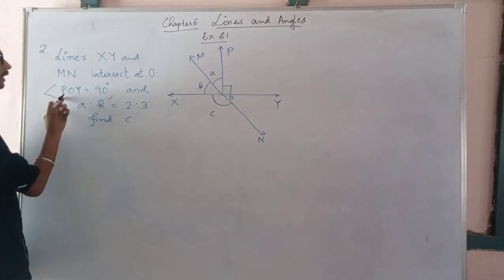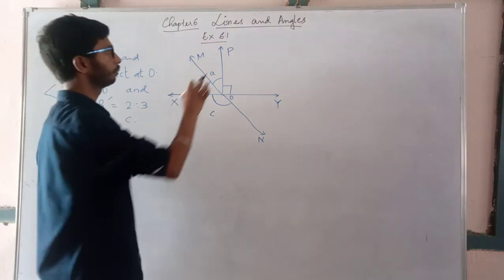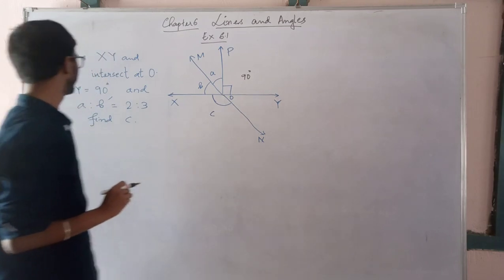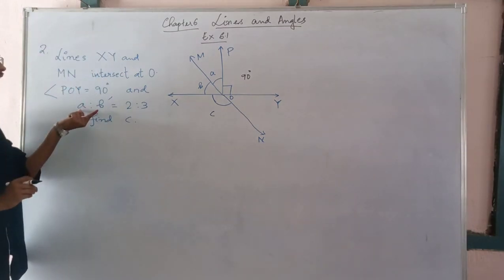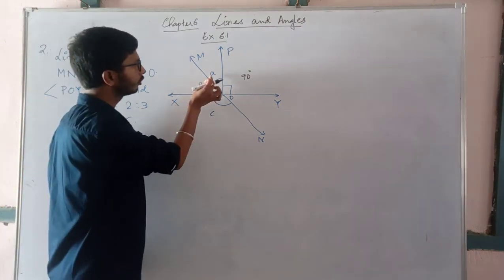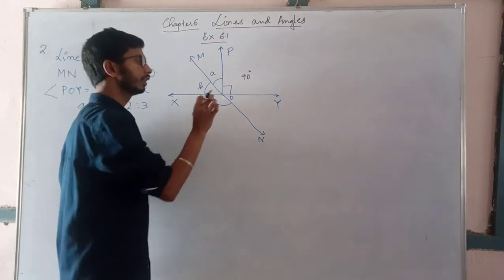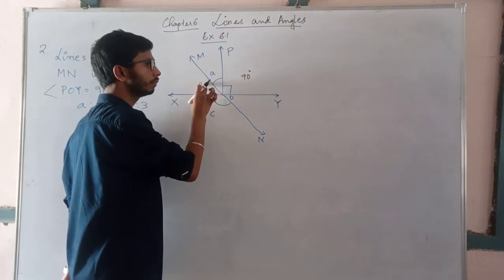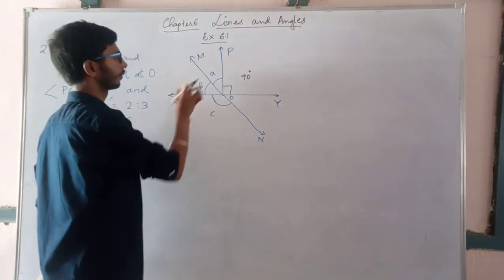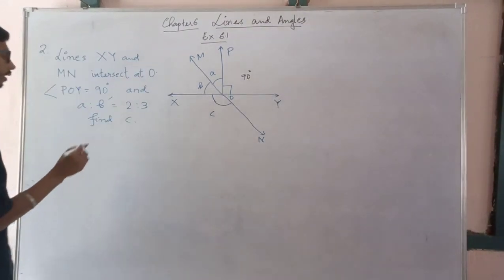If angle POY is equal to 90 degree. So POY, that means this angle is how much? 90 degree. And A is to B is equal to 2 is to 3. That means the ratio of these two angles, we don't know the measures, but the ratio of the measures of these two angles is 2 is to 3. Find the measure of angle C.